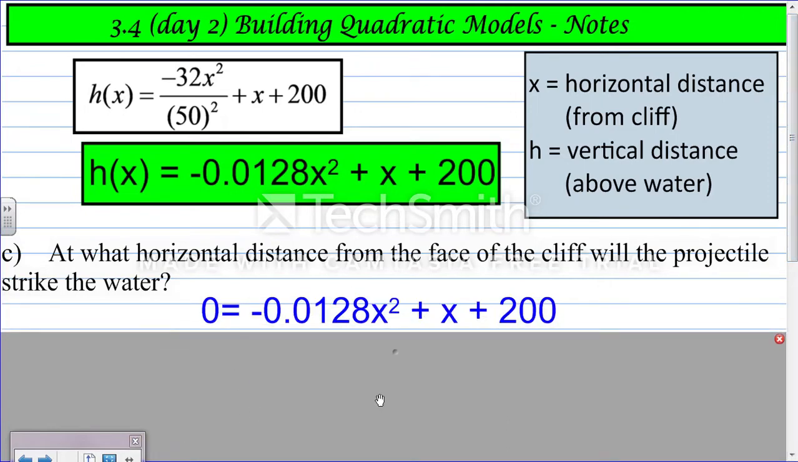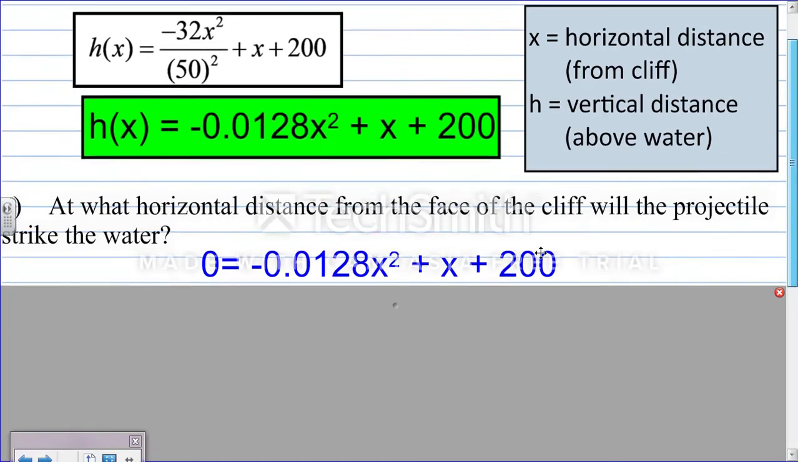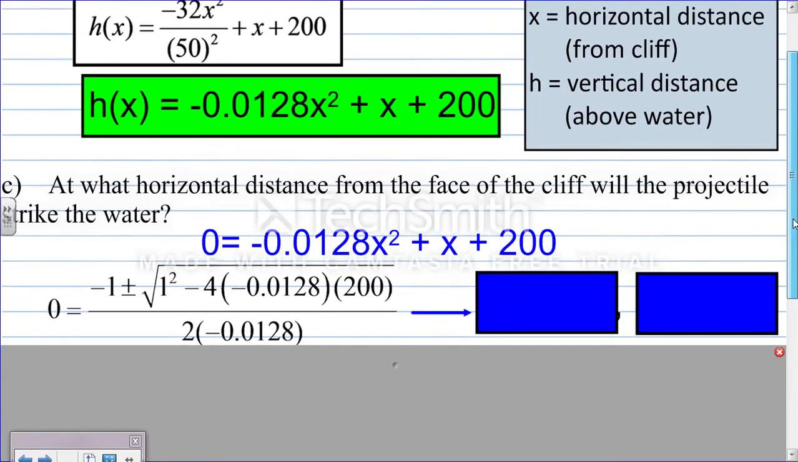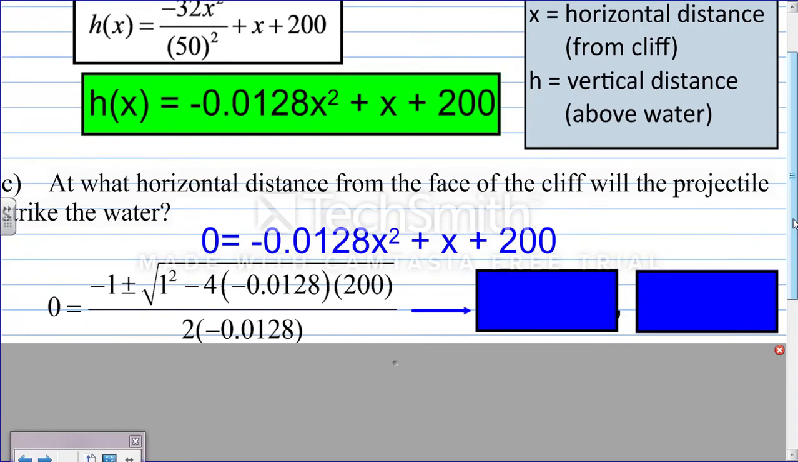Because it's a quadratic, we need to use the quadratic formula. So remember that we're going to do negative b, so negative 1 plus or minus the square root of 1 squared minus 4 times a, which is negative 0.0128, times c, 200, all over 2 times a. So go ahead and try this in your calculator. You're going to want to do the positive and negative form.